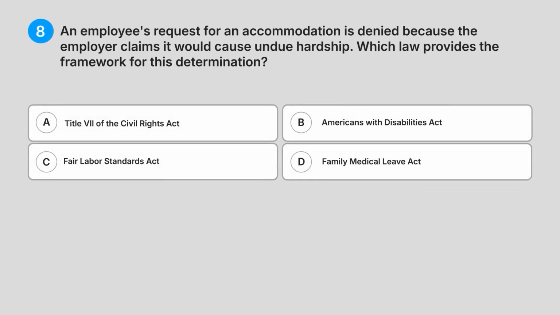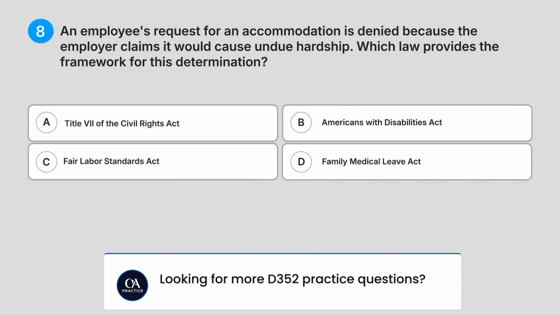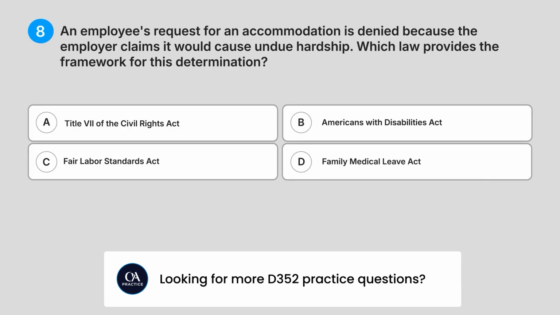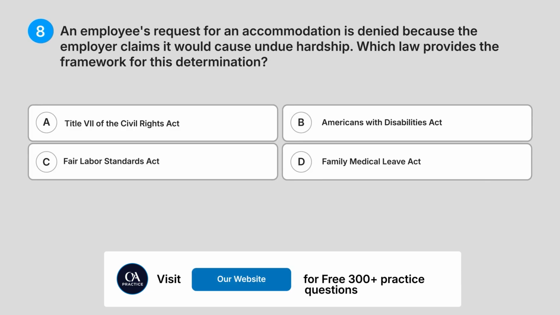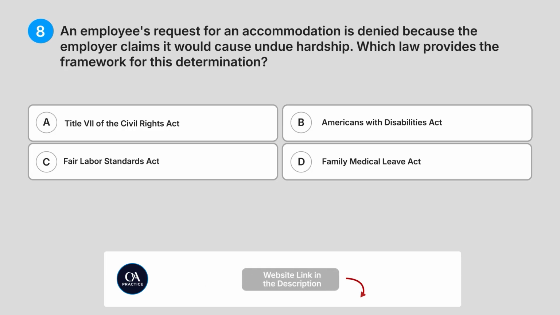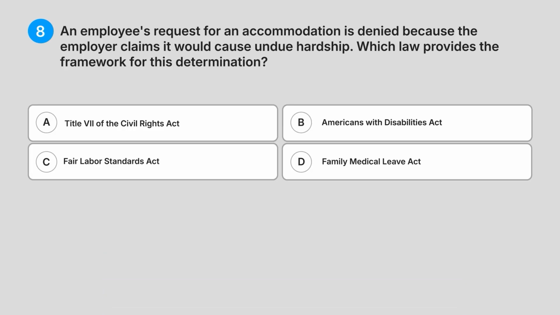8. An employee's request for an accommodation is denied because the employer claims it would cause undue hardship. Which law provides the framework for this determination? A. Title VII of the Civil Rights Act. B. Americans with Disabilities Act. C. Fair Labor Standards Act. D. Family Medical Leave Act.